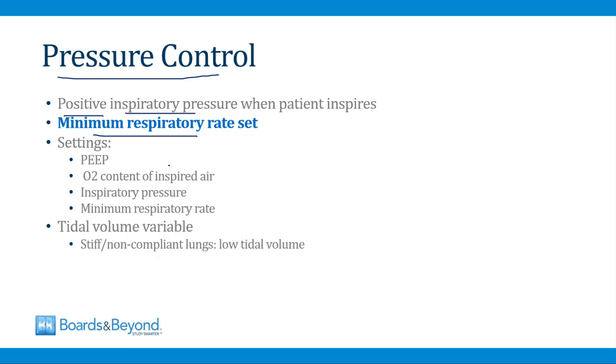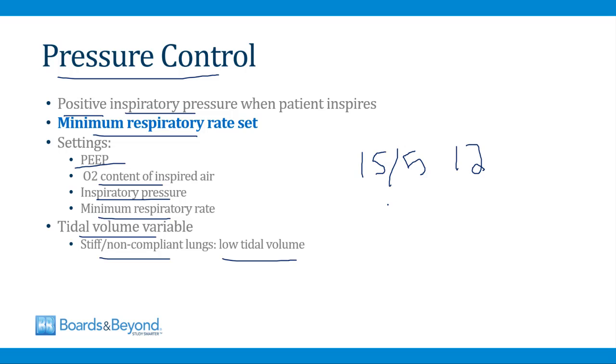So the settings are very similar to pressure support. You set the PEEP, you set the oxygen content of inspired air, you set the inspiratory pressure, but there's one additional setting from pressure support, and that's the minimum respiratory rate. Once again, the tidal volume will vary based on the patient's compliance of their lungs. Stiff non-compliant lungs will have a low tidal volume. So typical settings you'll hear in the ICU for a patient on pressure control might be 15/5, at a rate of 12.